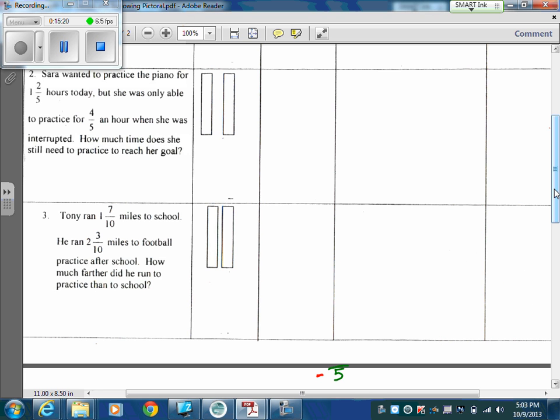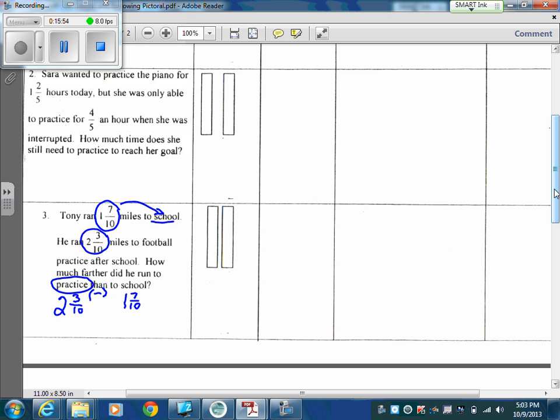Well, we need to be careful with this one because they changed up the order of our numbers. They're asking how much farther did he run to practice. Well, this number right here was practice, so that's 2 3/10. Then it tells us to subtract school. Well, school was right here, 1 7/10. So we want to be careful and write our numbers the way that they're asking the question, not necessarily how they gave us the information.